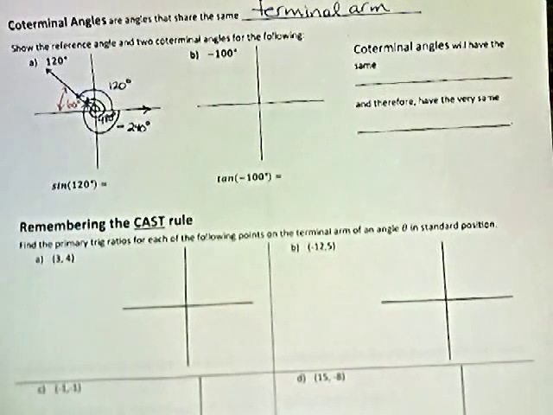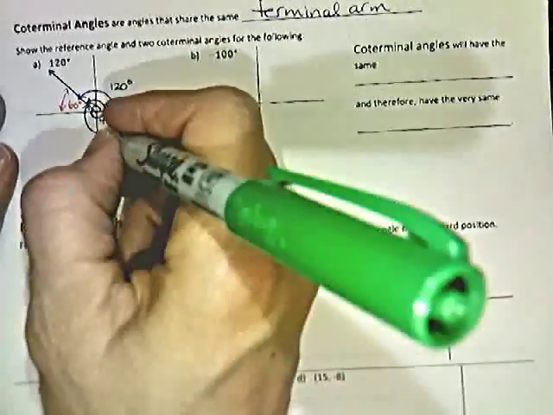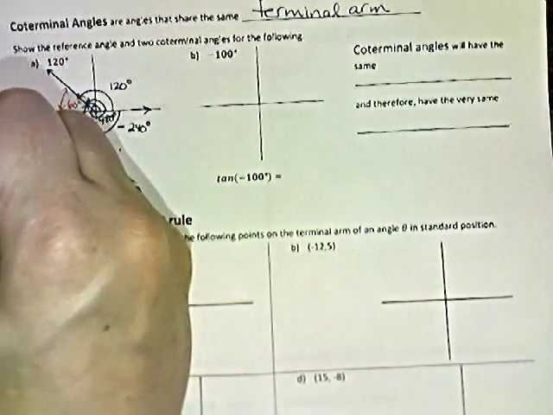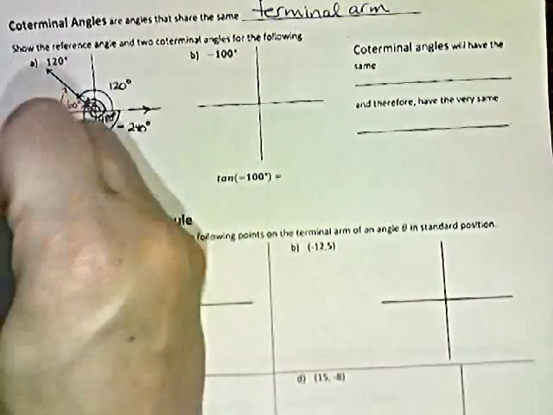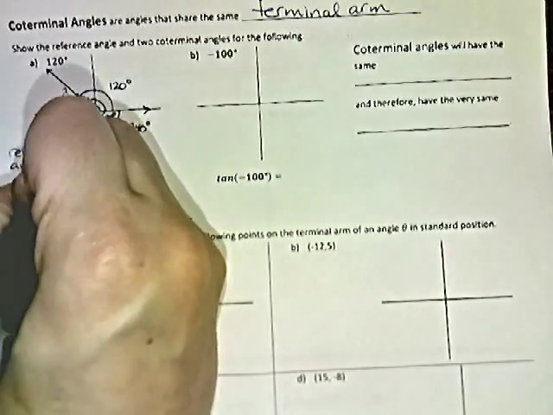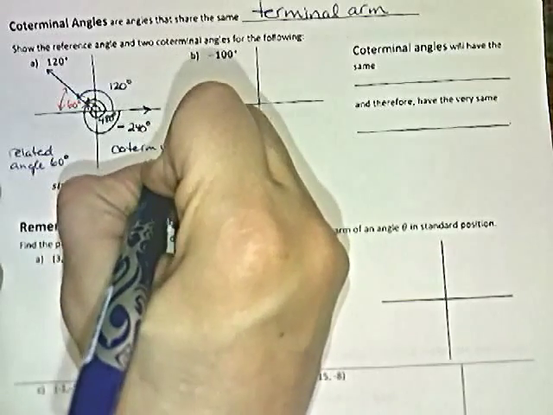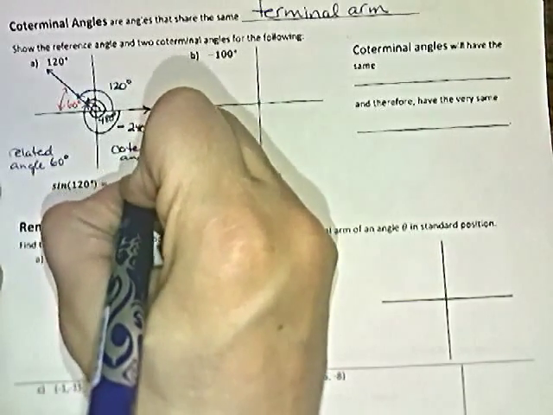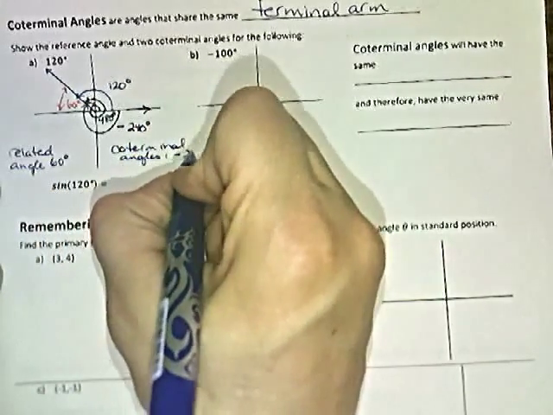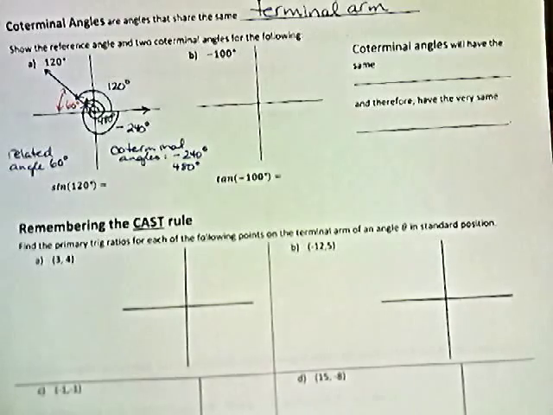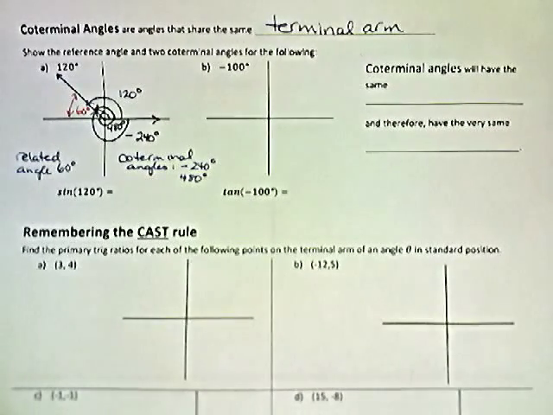as another coterminal angle. And so my related angle, or my reference angle, is 60 degrees. My two coterminal angles would be negative 240 and 480. Now, what we want to do is talk about why these are significant.